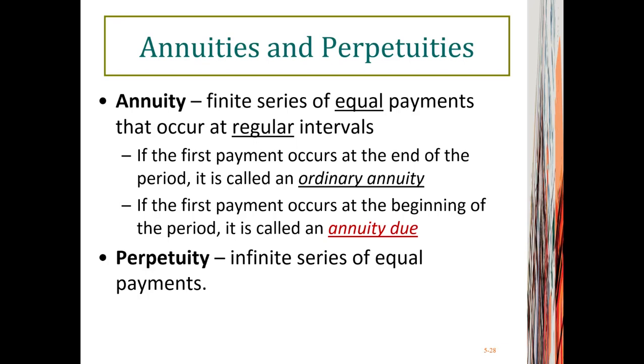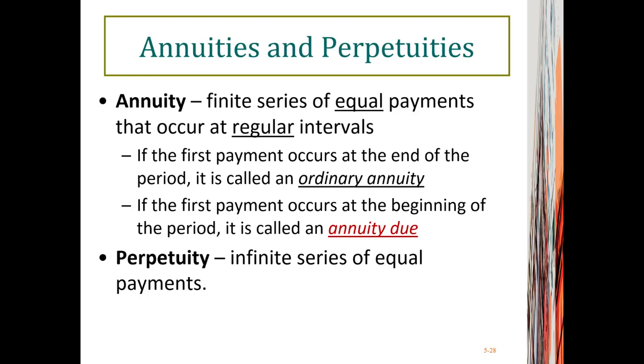Now let's move on to look at a different type of cash flow problem. That is annuity or annuity due. An annuity is a series of equal payments that occur at regular intervals. If the first payment occurs at the end of each time period, it's called an ordinary annuity. If the first payment occurs at the beginning of the period, it's called an annuity due.